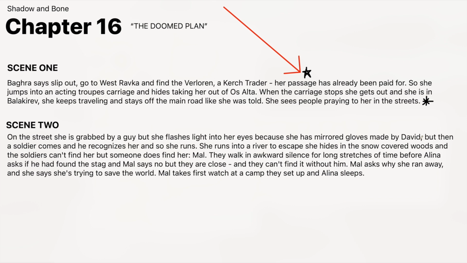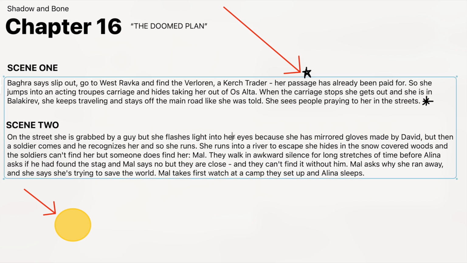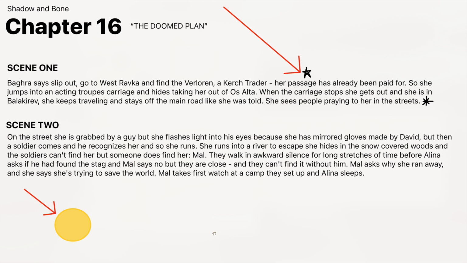In scene 2, when she's on the street in a different city, she's grabbed by a guy who's trying to take her somewhere, and she's getting scared. So this is another external opposition, a person closing in on her. She's now on the run. This guy grabs her, she flashes light into his eyes, and we learn that she actually has mirrored gloves made by David, who's a fabricator we got introduced to. I don't really love this, because it was just kind of convenient in my mind.